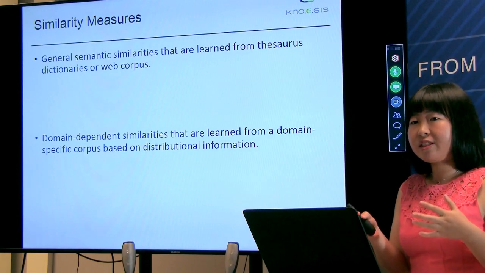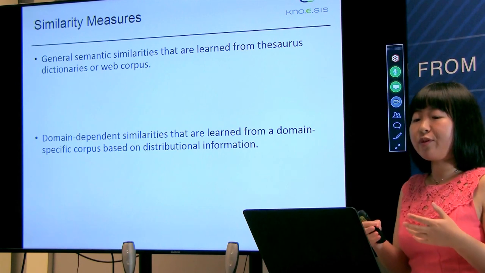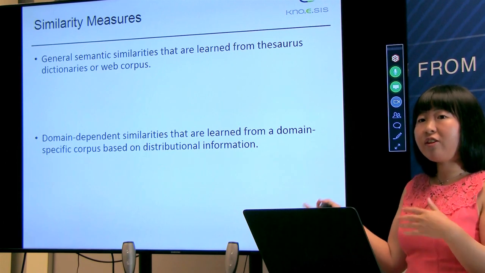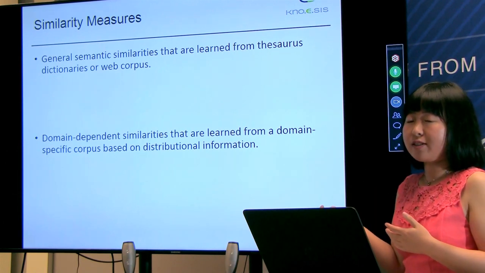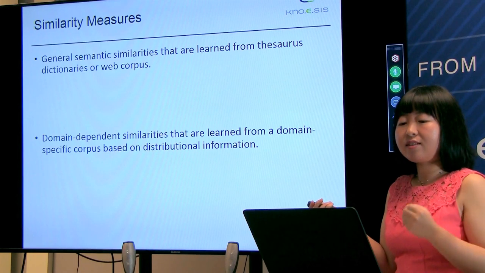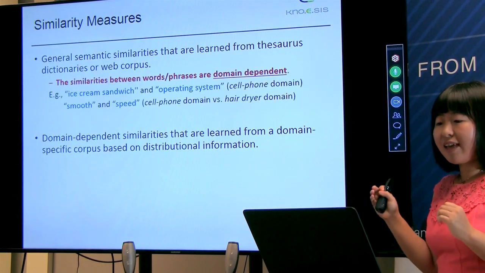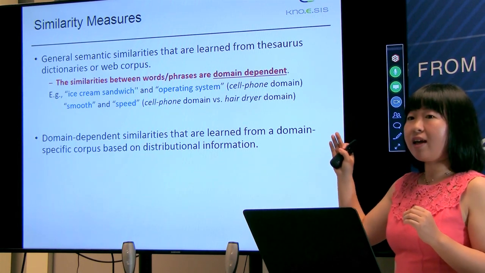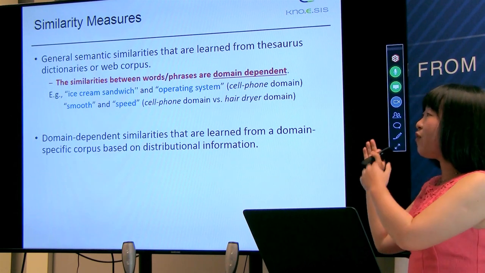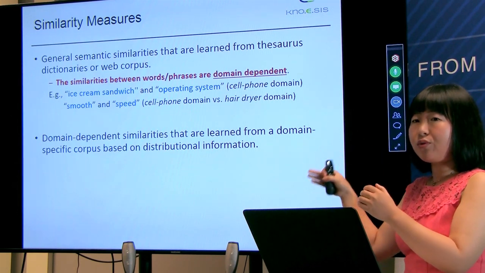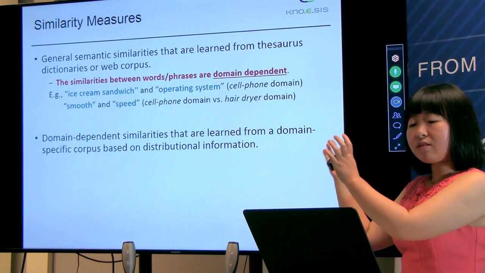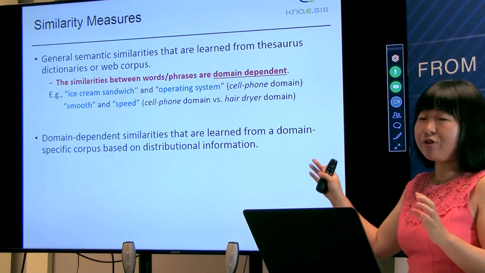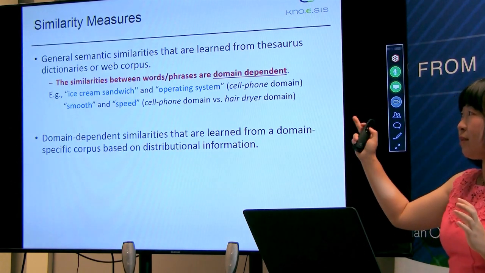If we want to measure the similarity between two terms in product reviews, usually we have two different ways. The first way is to use general semantic similarity, which can be learned from a dictionary like WordNet or a web corpus. However, the weakness of this similarity measure is that it cannot capture domain-dependent similarity. Take ice cream sandwich and operating system. In the cell phone domain, ice cream sandwich refers to the Android operating system, so both should be clustered together. But the general semantic similarity cannot capture that. So it's the weakness of the general semantic similarity.